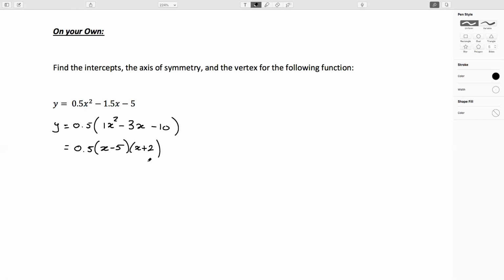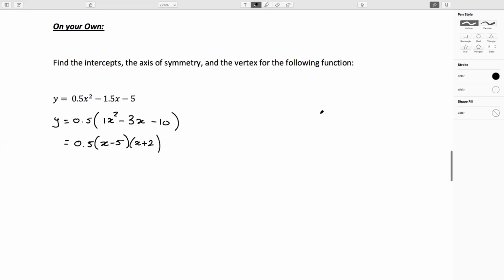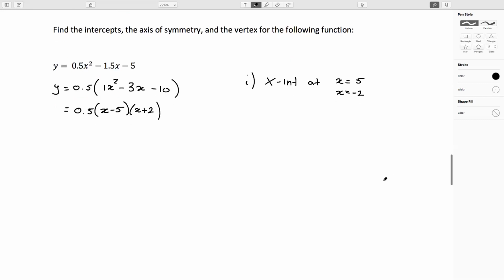Right now, we've got our zeros. Maybe we'll keep a tally over here. We have x-intercepts at x equals 5 and at x equals negative 2. So there's one of our things. We can now use our x-intercepts to find our axis of symmetry. Exactly halfway between the x-intercepts is where our axis of symmetry is. We can just add these together and divide by 2 to find the average.